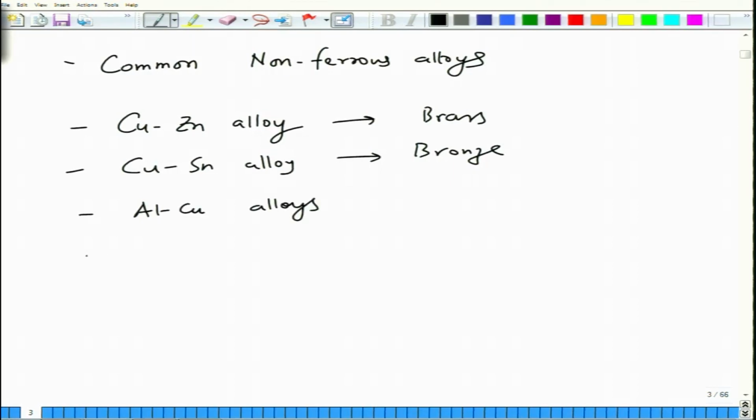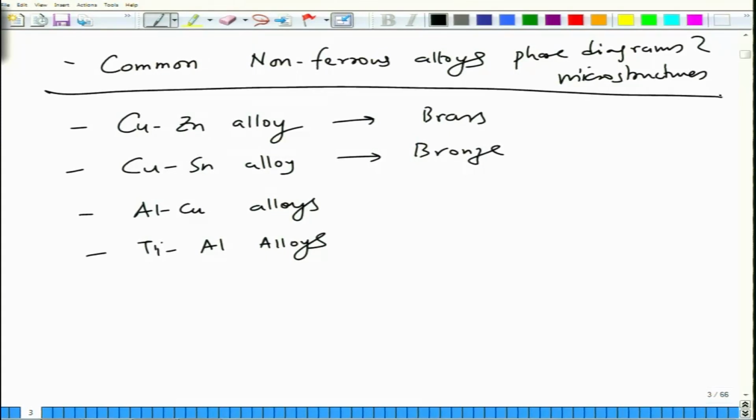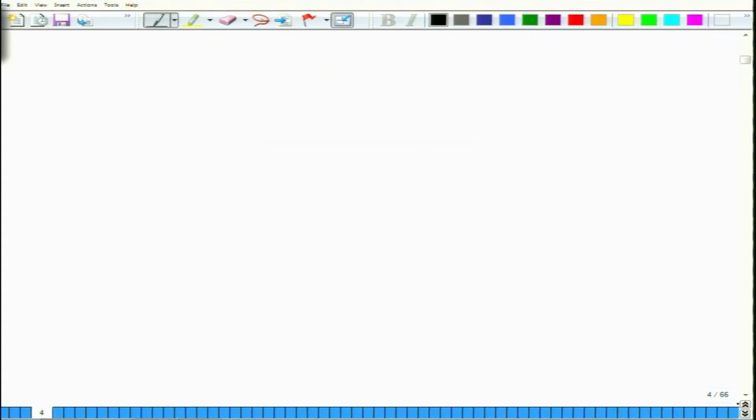So, the phase diagram of aluminum copper alloys, and basically we are looking at the phase diagrams and microstructures, and then we will look at some TiAl alloys. These are the 4 systems that we will look at from the perspective of non-ferrous alloys, and these are all engineering alloys, very useful alloys. So, let us begin with brass.